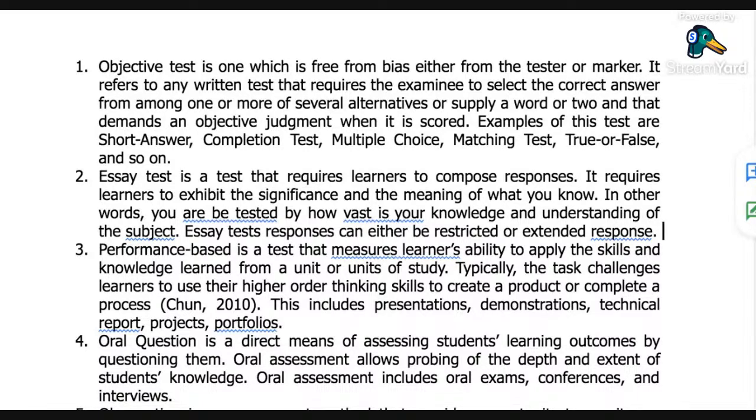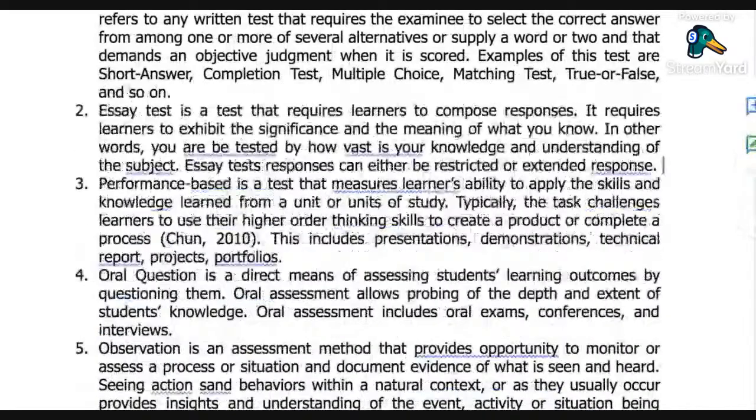Okay? That's why you find yourself sometimes when you are answering an essay test question, you find it difficult because you do not have a deeper understanding of the concept that is involved, which you are supposed to use in answering the essay test. Then we have performance based.